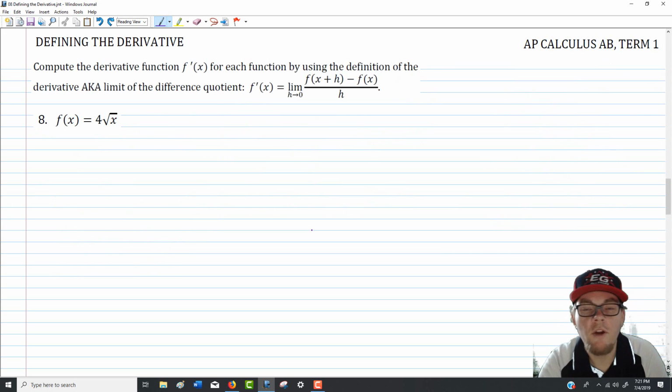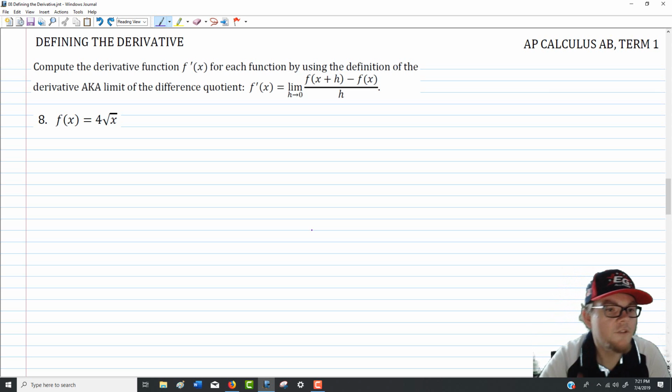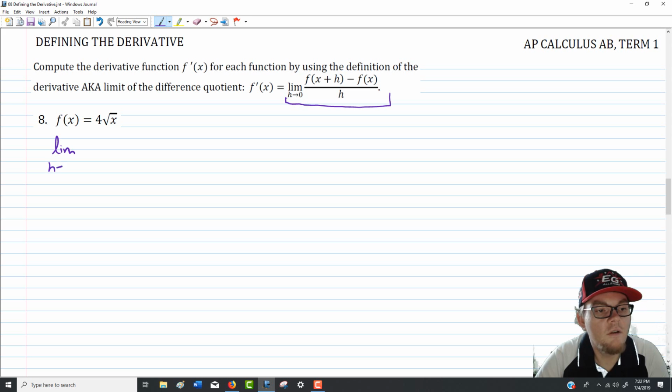Okay, that brings us to question number 8. Same exact approach, same exact style, same style question. Only difference is this time we've got a radical function rather than a rational function. So to start things off, I'm just going to dig in. I'm going to plug it into this difference quotient. So this is the limit as h goes to 0, again, with h being that horizontal distance between the x values.